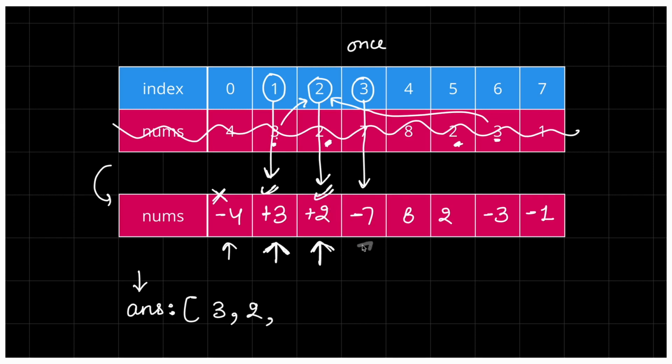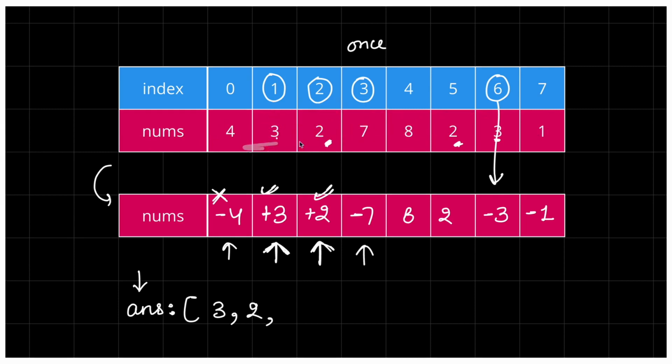Now the next number is -7. Just don't look at this minus, just look at the 7. Because of 7, you need to go to 6. When you go to 6, you are finding, okay, the number is negative. If the number is negative, that means this 7 is appearing only once in the original array. Because of this 7, you are going to index 6. At index 6, the number is negative, which means this 7 was for sure appearing only once in this entire array, because you went to this index only once, and hence this number is negative. So this 7 cannot be your answer.